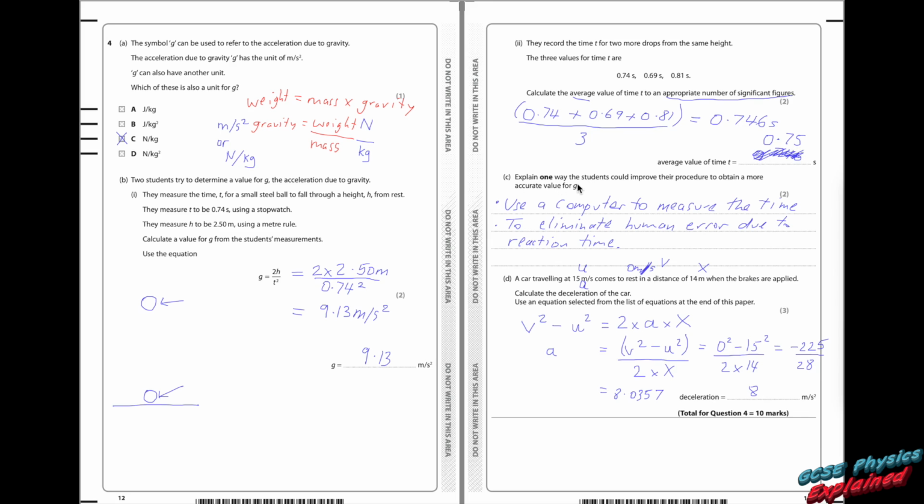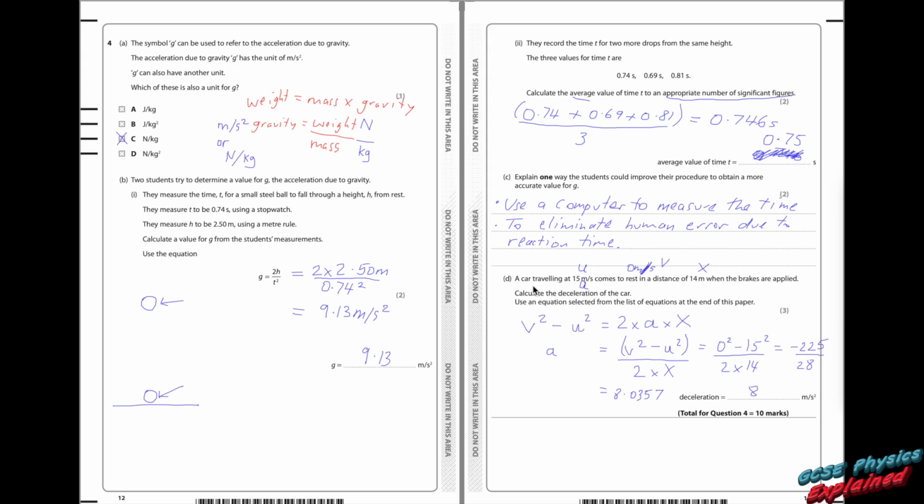Question C. Explain one way the students could improve their procedure to obtain a more accurate value for G. So remember, what they've done is they've held the ball at the top and they've just dropped it with their fingers and started the stopwatch, and then they've stopped the stopwatch when it hits the ground. So how do we know that they've started the stopwatch perfectly when they've dropped it? And how do we know that they've stopped it perfectly when it hits the bottom? Why don't we use a computer to measure the time? And that will eliminate human error due to reaction time.